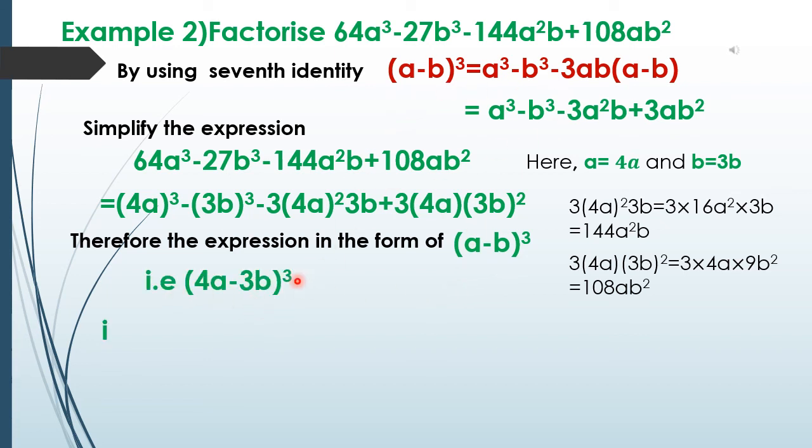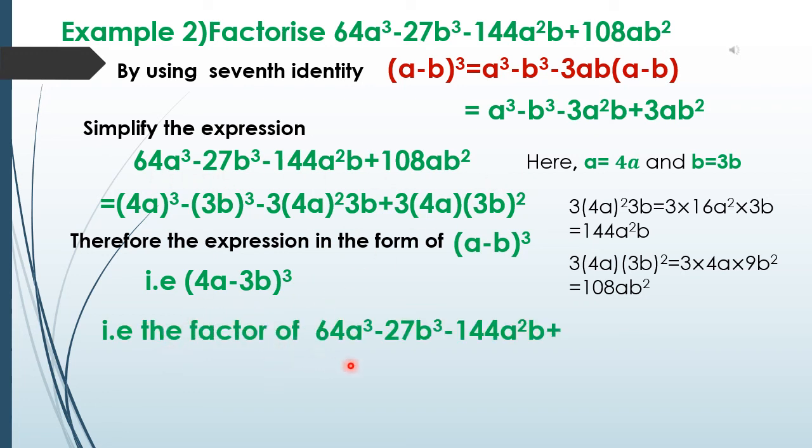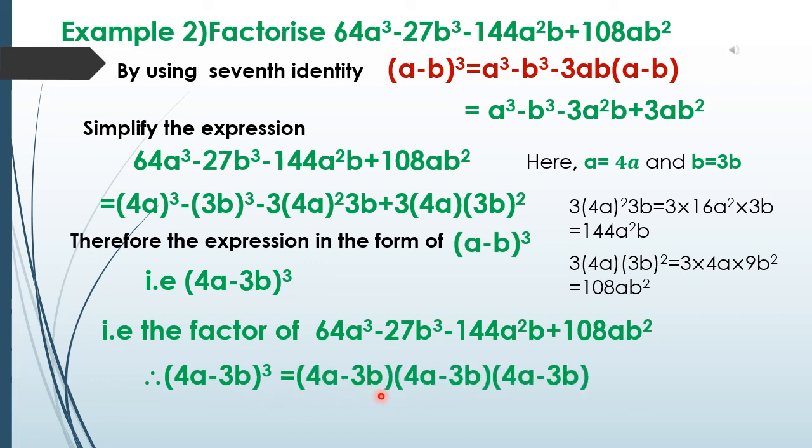That is the factor of 64a cube minus 27b cube minus 144a square b plus 108ab square, which is equal to (4a minus 3b) whole cube, which is equal to (4a minus 3b) into (4a minus 3b) into (4a minus 3b). These are the factors.